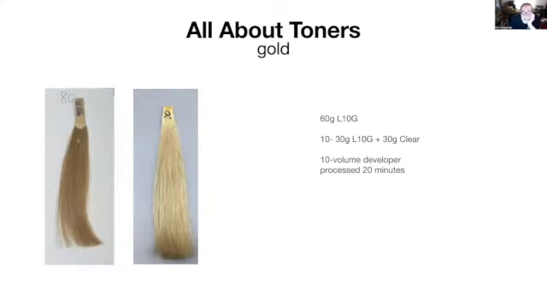This is liquid 8G, and this is diluted with 30 grams of clear. So it's this color plus clear, and even though it's very soft, it's still a golden shade. But remember, the hair itself was gold to begin with. So even though I diluted it, it shows a lot of gold still in the processing.